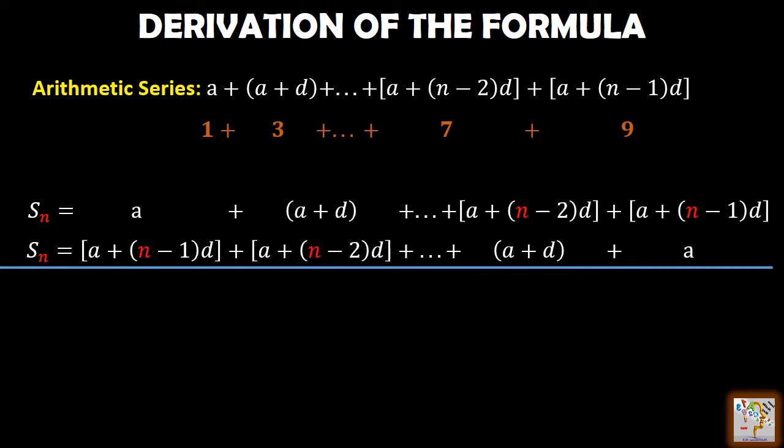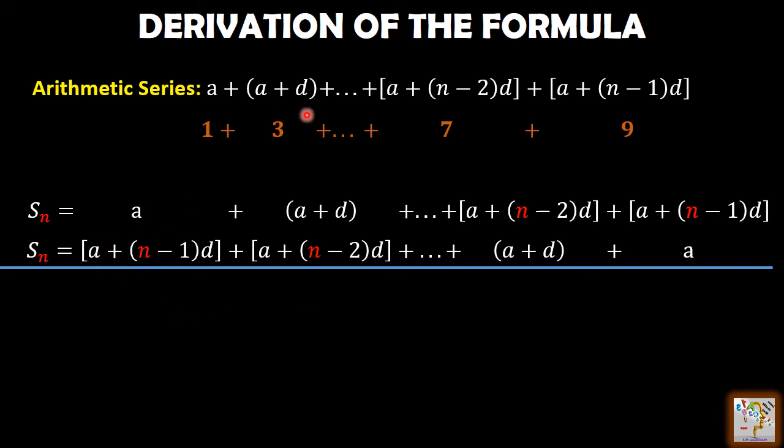Exactly, you add. The first one we'll call equation number 1, this will be equation number 2. You add the two. These are like terms, so Sn plus Sn will give us 2Sn. And then when you add a plus n minus 1 into d, automatically we're going to have a plus a, which is 2a. So you will have 2a plus n minus 1 into d.